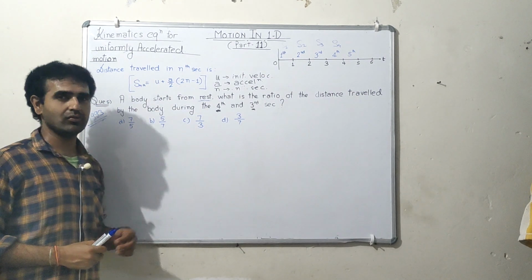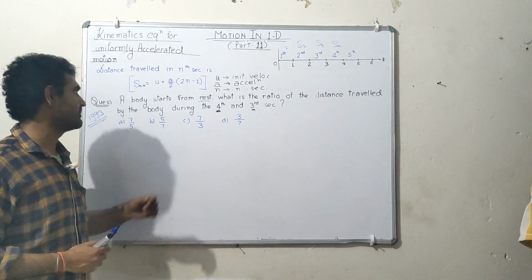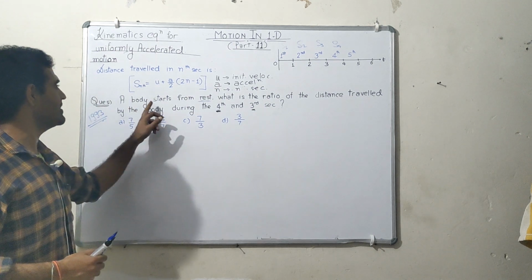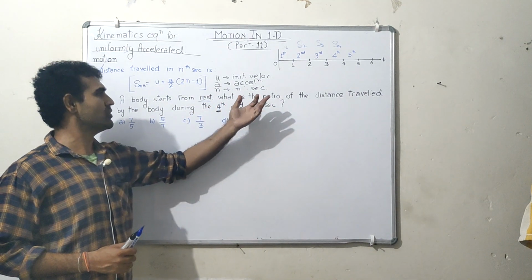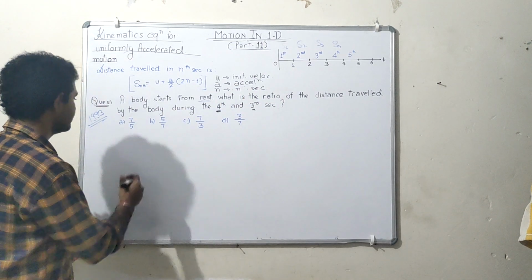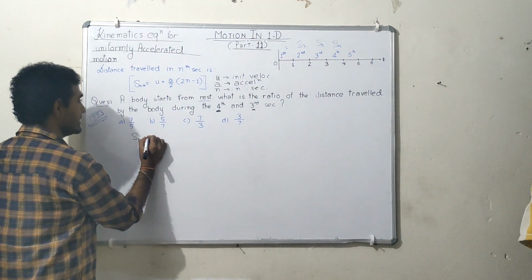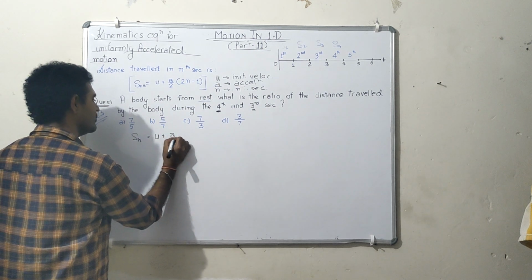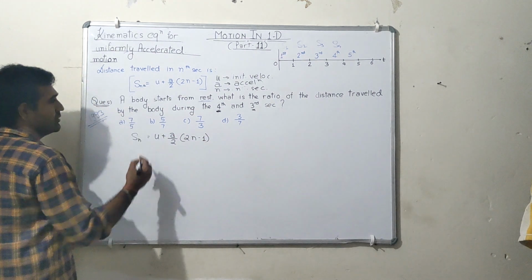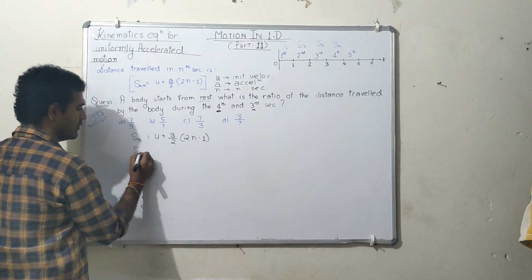We will see a question, and how this formula can be applied will be made clear by this question. This question has come in NEET 1993. A body starts from rest. What is the ratio of the distance traveled by the body during the fourth and the third second? Now, fourth and the third second. So we know that the formula for the nth second is u plus a by 2 times (2n minus 1), right? So for the fourth second we will put n equal to 4.